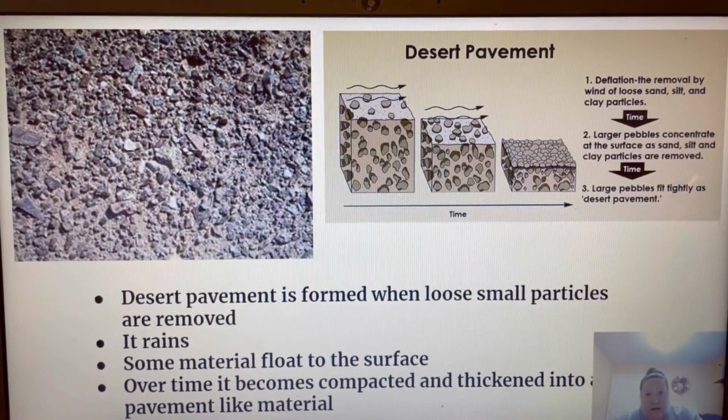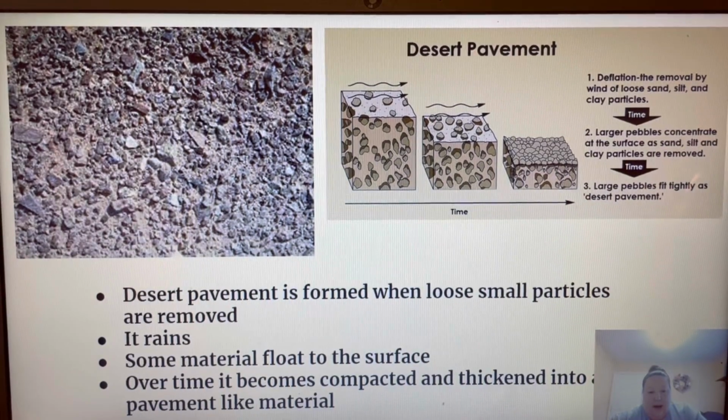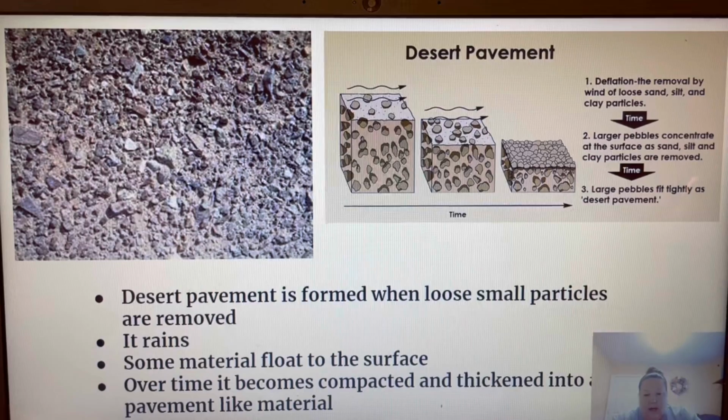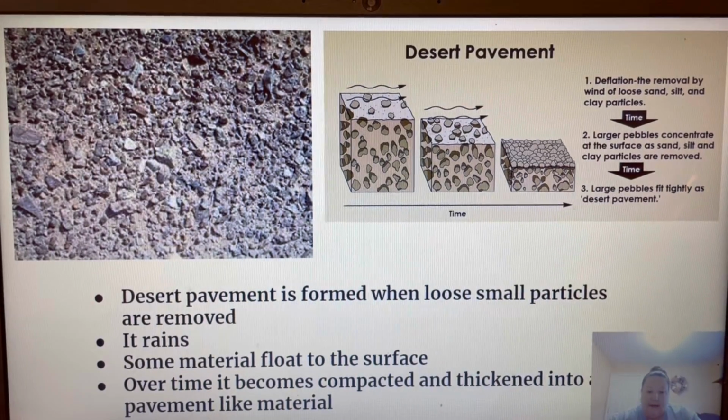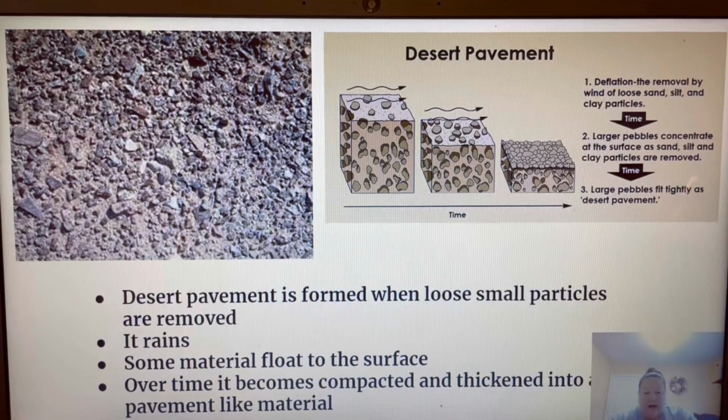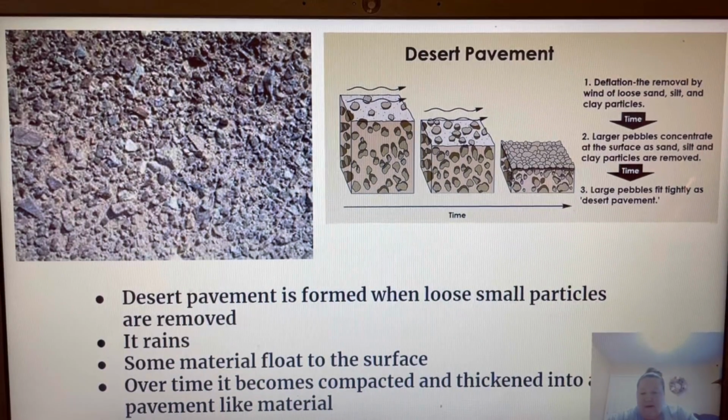Next, I would like to talk about desert pavement. It happens when wind blows away all the fine loose material, and then it'll rain, and some things get compacted down, and then some other material floats up to the top. Over time, it thickens into a pavement-like material.